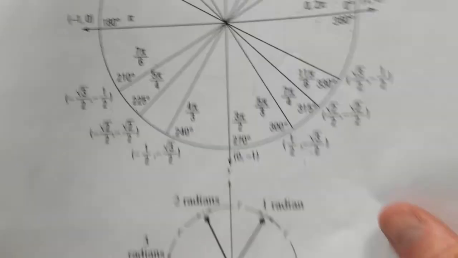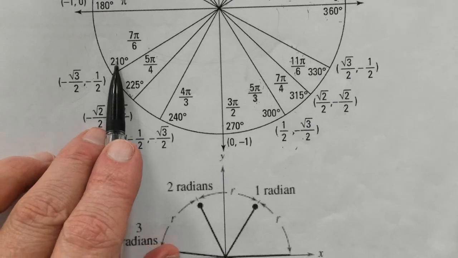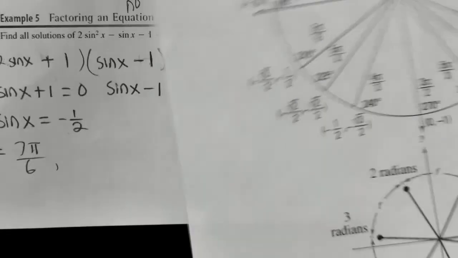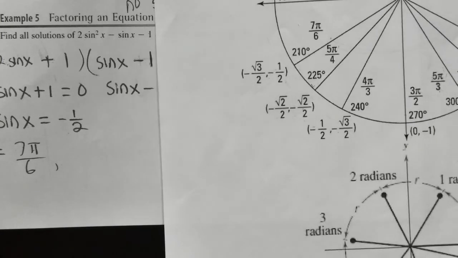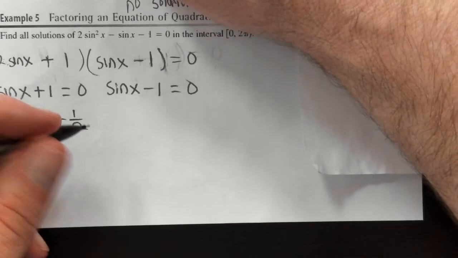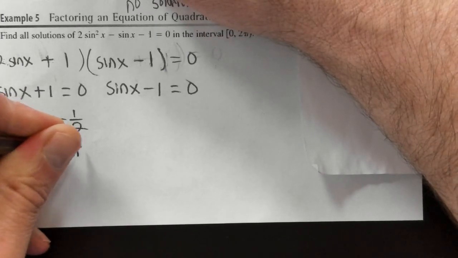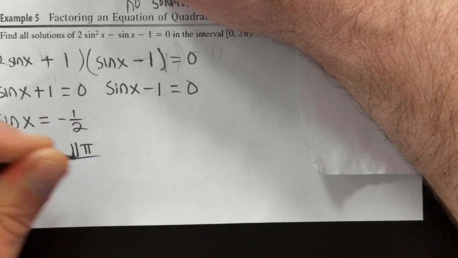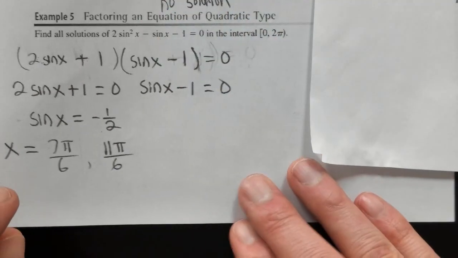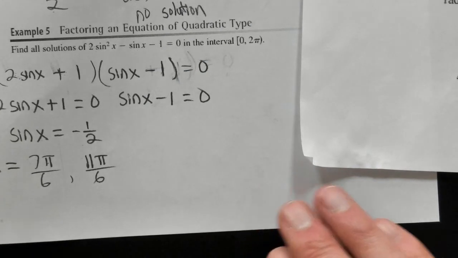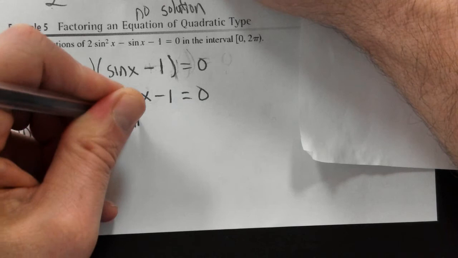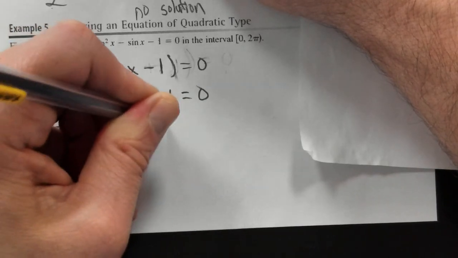And there is going to be another solution at 11 pi over 6. All right, so there you go. Two solutions there. And let's go now and solve the other one. So I'll move the 1 over to the other side. So we've got sine of x is equal to 1.